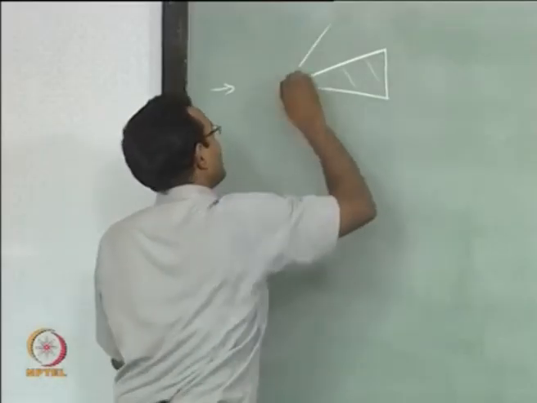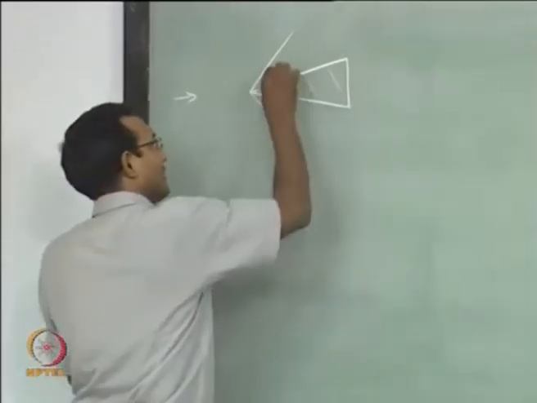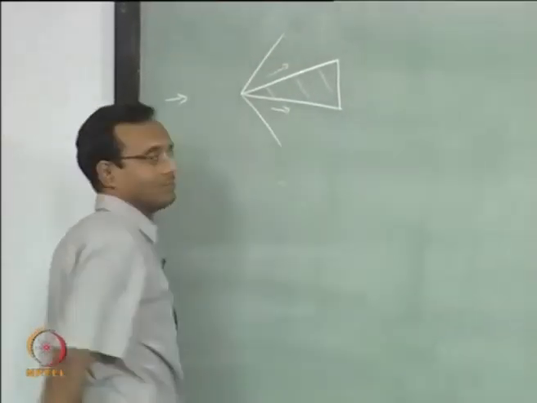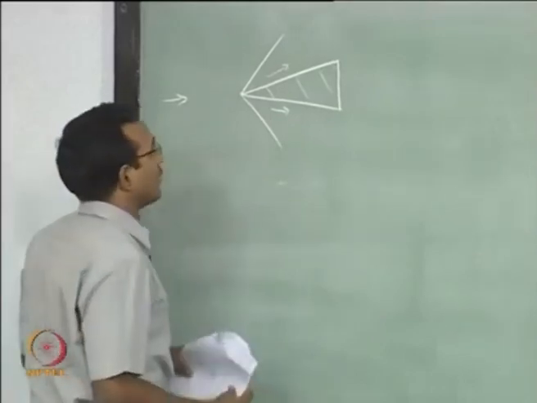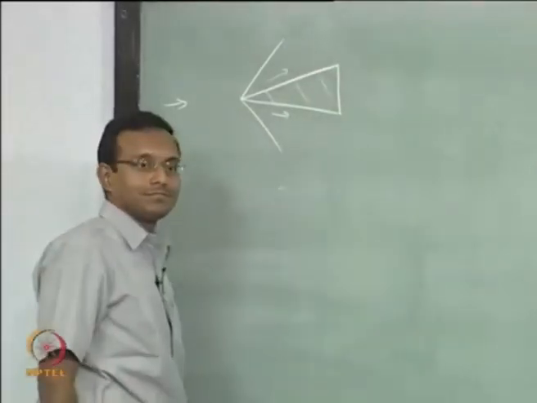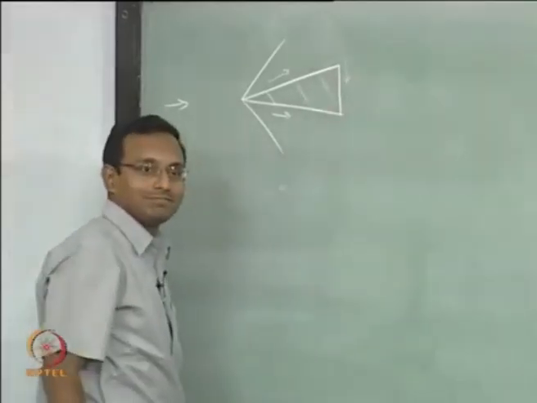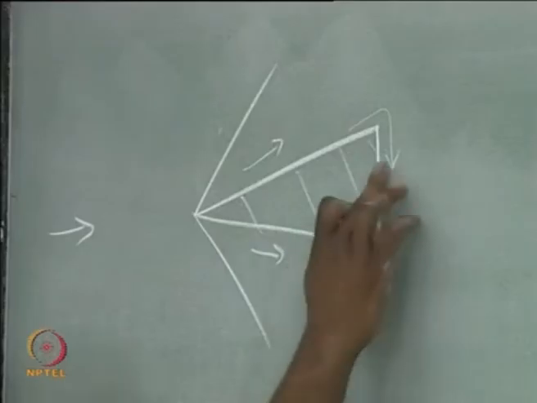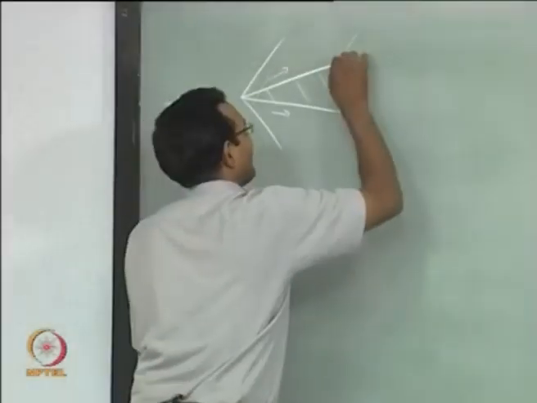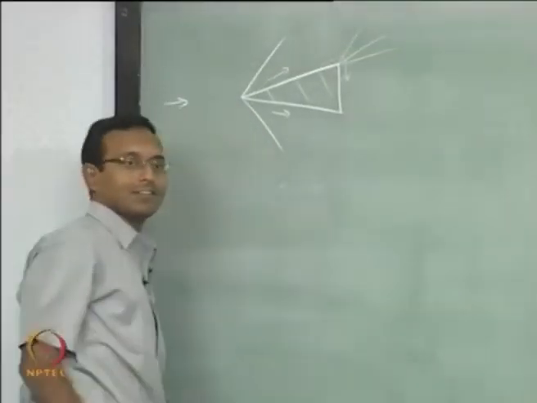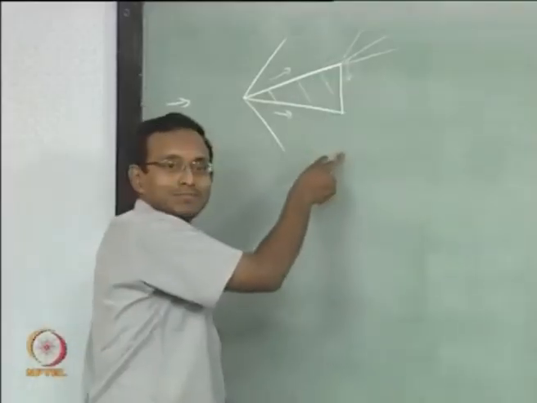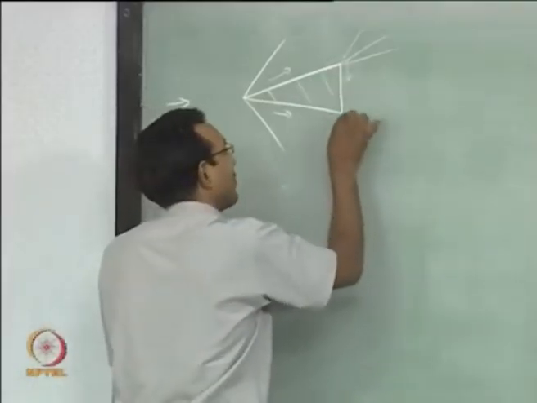I am going to have this very easy to think about. Flow is going like this. Okay. Now what will happen at that corner? If the flow starts turning like this, what will happen? Then I will have an expansion fan like this, but the same thing happens from the bottom. This flow will also turn like this.